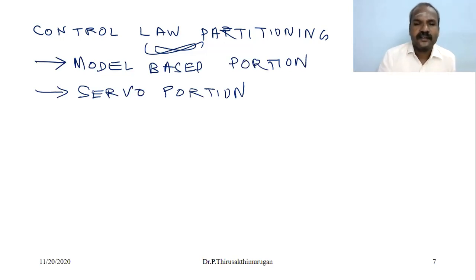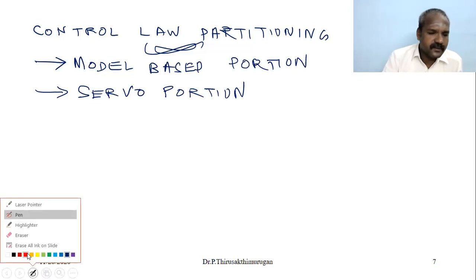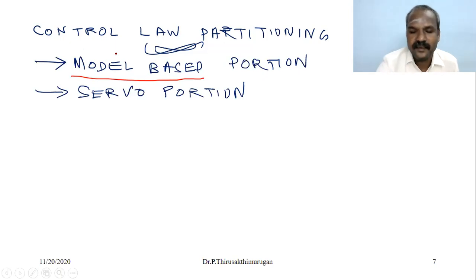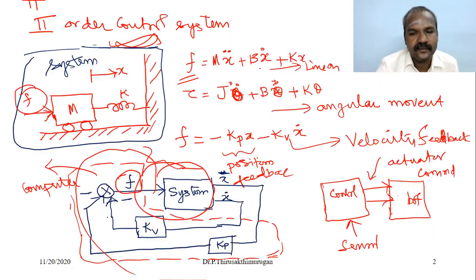Okay. So the system parameters for this case, M, B, K, all come under the model-based portion. The KP, KV feedback terms are the parameters called the servo portion. So in this case, what is the model? The model-based portion. Let us see here.